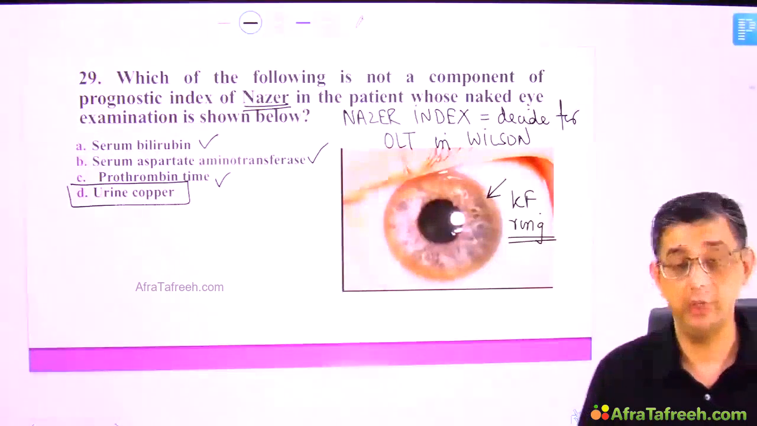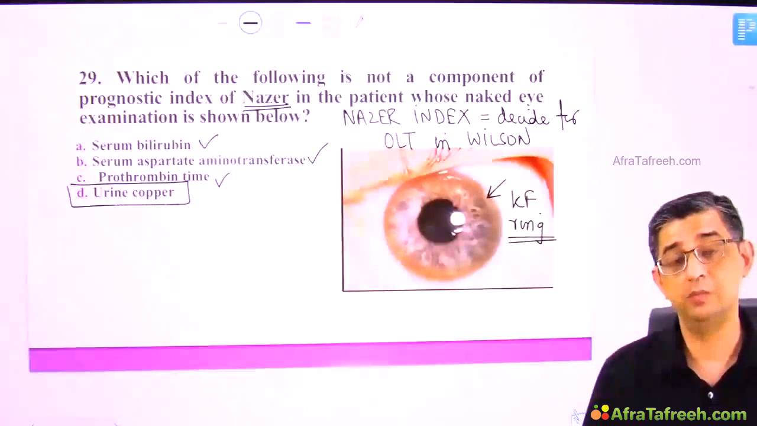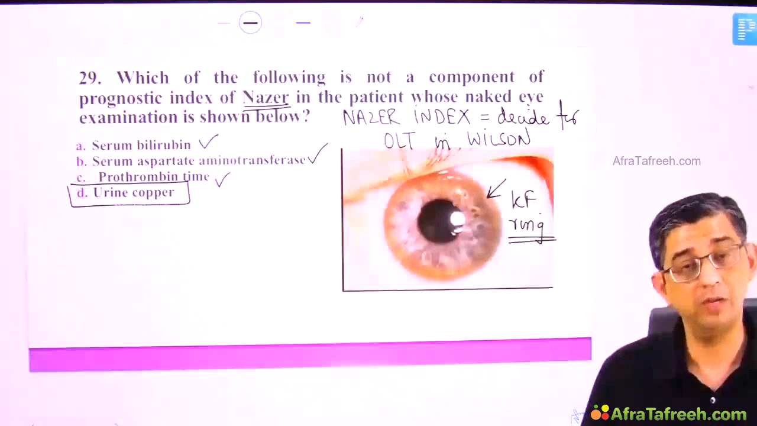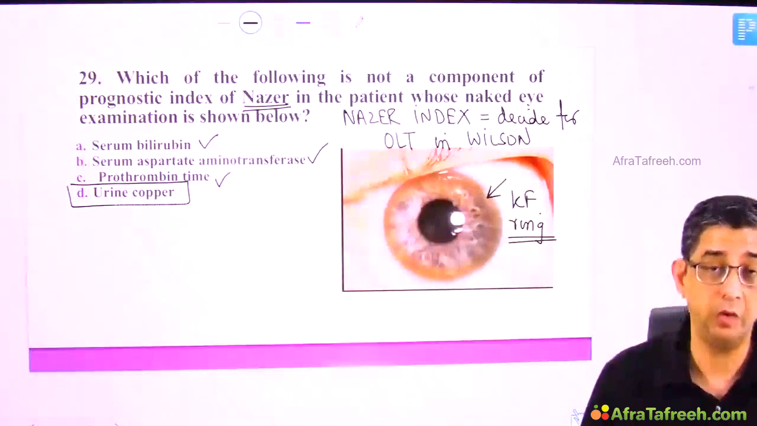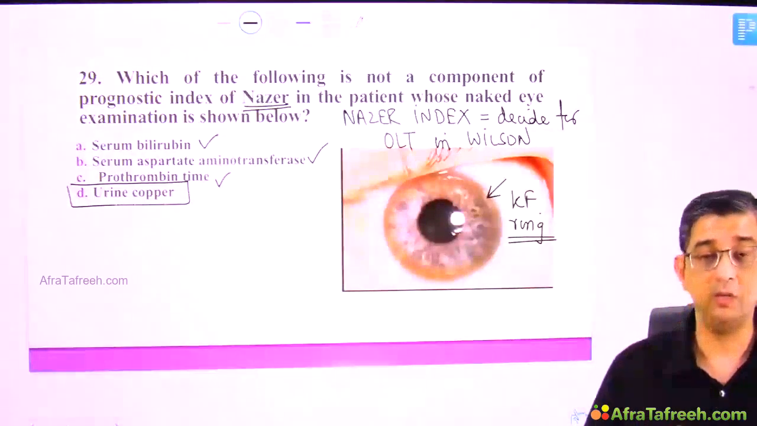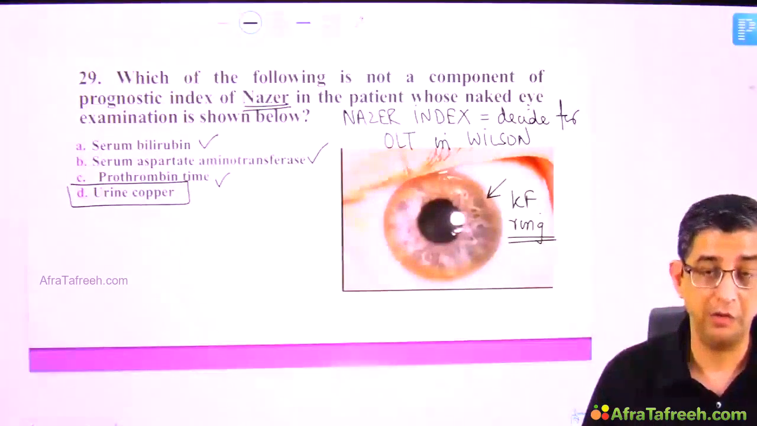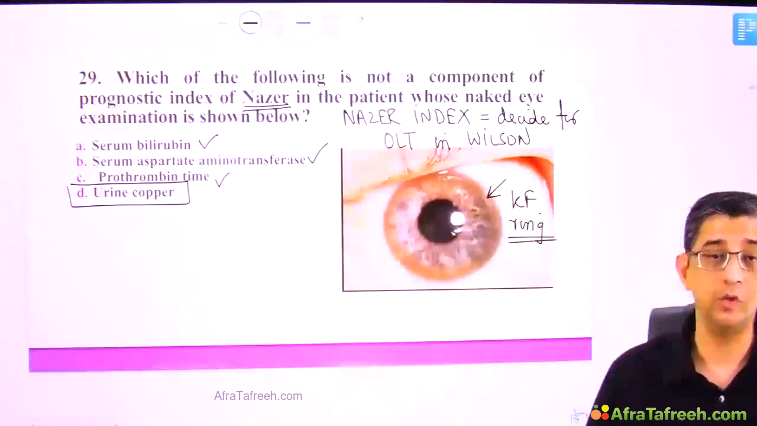I want to highlight that urinary copper is a screening test for Wilson disease, because if there is more copper in the blood in Wilson disease, it will come in the urine also. So 24-hour urinary copper is a screening test for Wilson disease, but it is not a part of Nazer's index. From the liver topic and CNS, this is a question based on integration of the two systems.